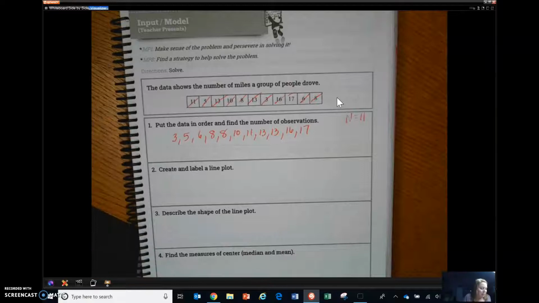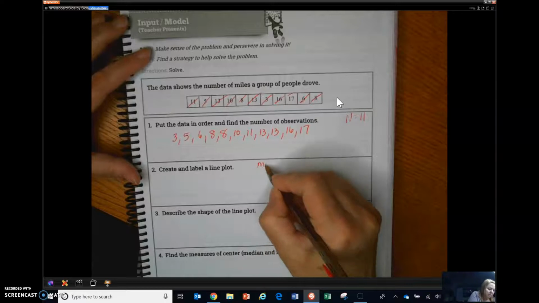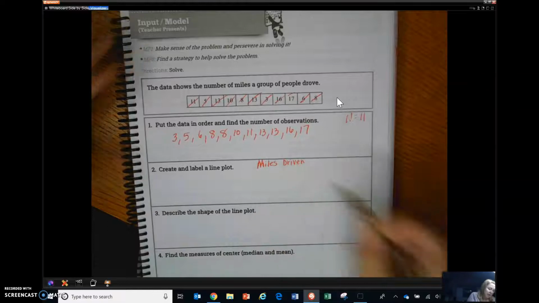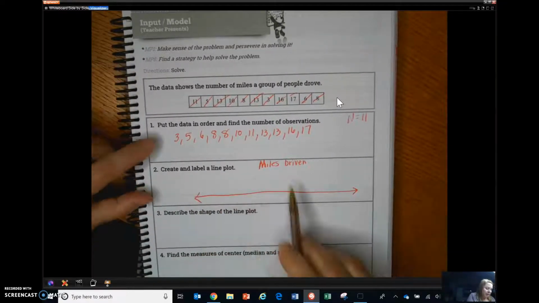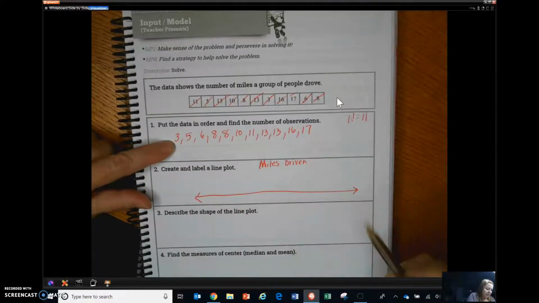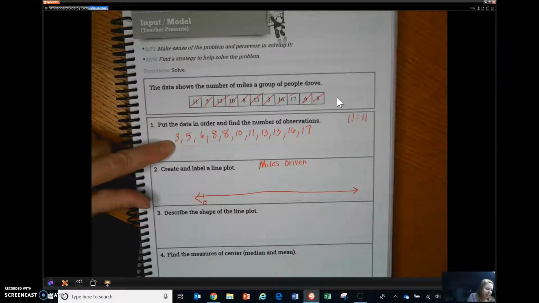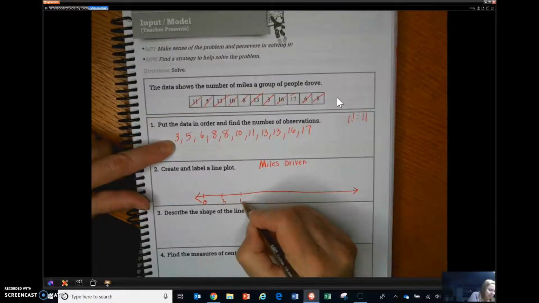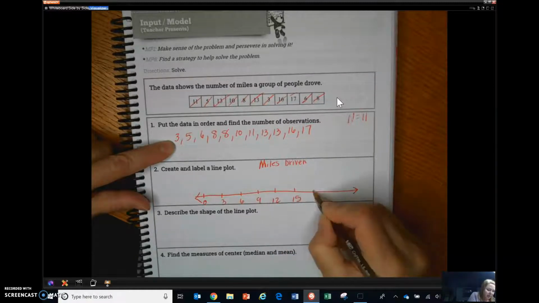Create and label a line plot. So my label is number of miles driven. So that's my title of my line plot. And then I'm going to put my line here. I need to go from 3 up to 17. So I think what I'll do is I'll count by, probably, I guess 3s would be fine. 3, 6, 9, 12, 15, 18.